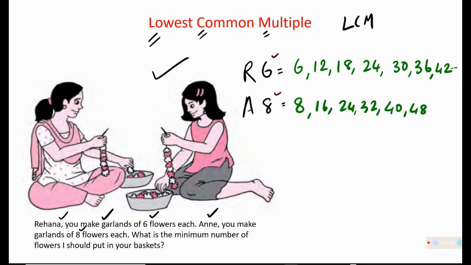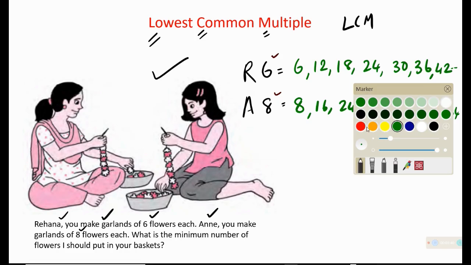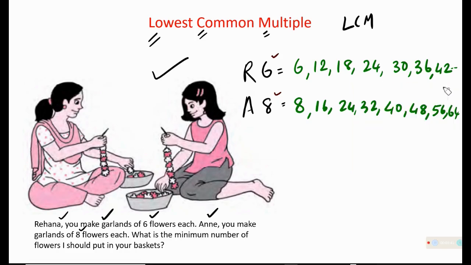Now the question is that if the mother has to give an equal number to both and there is no waste of flowers, naturally she should take a number which is coming in both multiples. Here if I go further, it will become 56, right, 64. But we can see that when we reached over here, there is a number which is common, which comes first, 24.